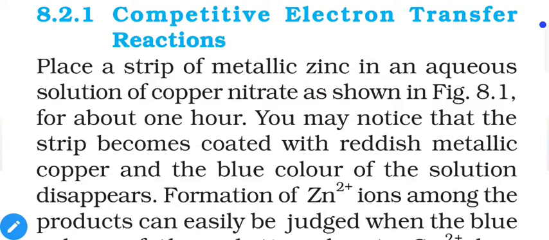So we are going to discuss competitive electron transfer reactions. That means, based on the reactivity of the given reactants, they will either lose electrons or gain electrons. We already know this type of example. In earlier standards, that means in standard 6, 7 or 8, you already saw this type of reaction.